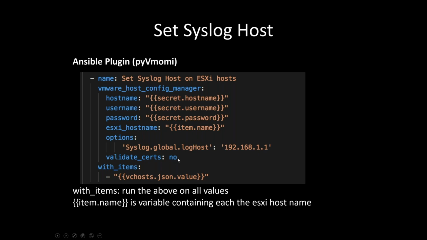Again, validate certs no. But we have this variable VC hosts, which means that if I had one host, like I have in this example, or if I had 100 hosts, it'd be fine. It will iterate because of this with_items command here. It would go ahead and do it through every host.